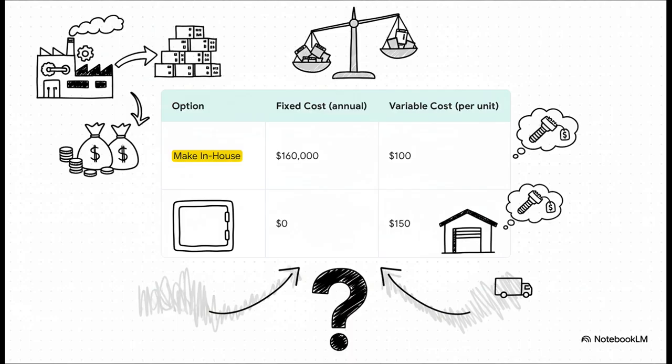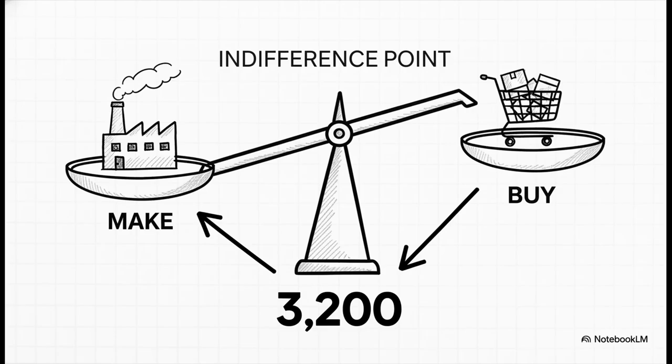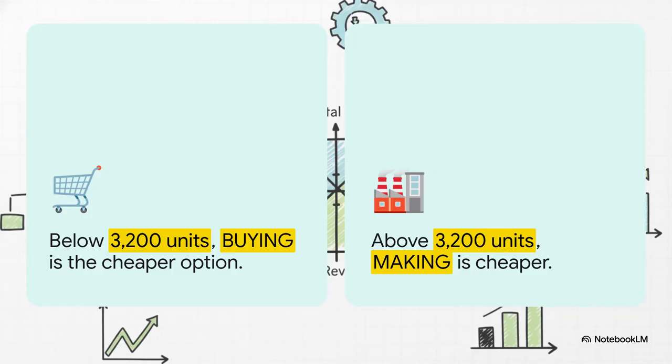What's the right move? Well, we can use break-even math to find what we call the indifference point. It's that magic number where the total cost for both options is exactly the same. And in this case, that point is 3,200 units. This makes the decision crystal clear. If you think you're going to need fewer than 3,200 units, just buy them. It's cheaper. But if you're planning on needing more than that, it's actually worth it to make that big investment and start making them in-house.